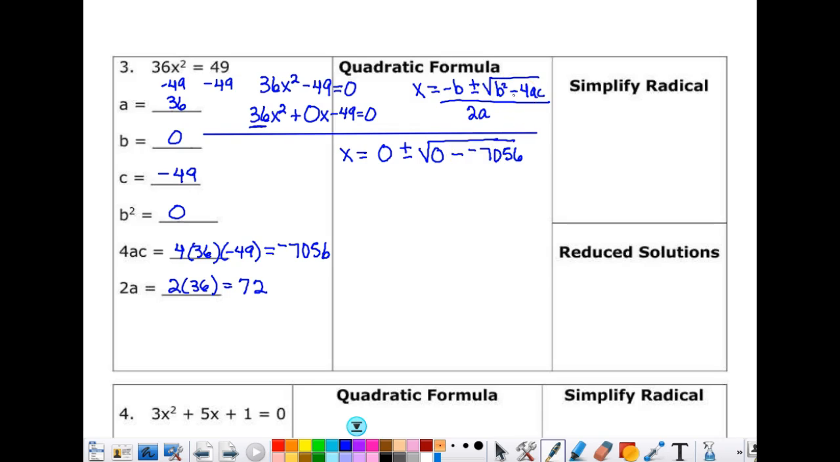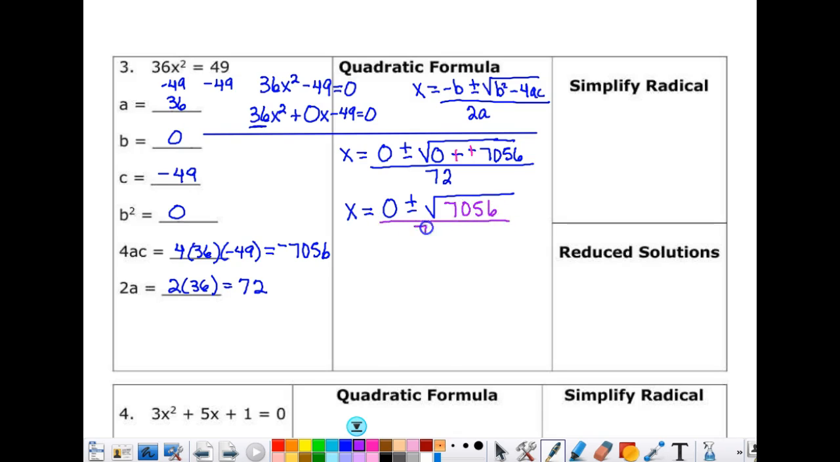The minus comes from the formula, and then sometimes your 4ac is negative. So sometimes you have two negatives there. If you don't understand, remember that minus came from the formula, and then this negative came from the negative 7,056. And we'll take care of that in just a second. So then x is 0 plus or minus, so let's take care of those double negatives.